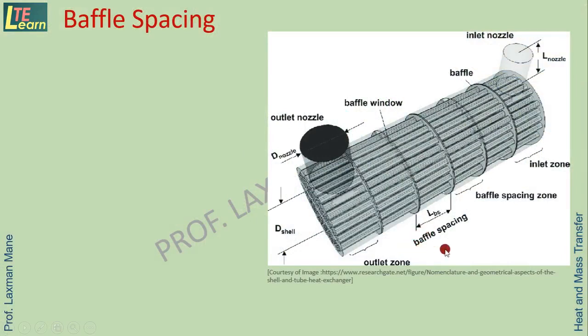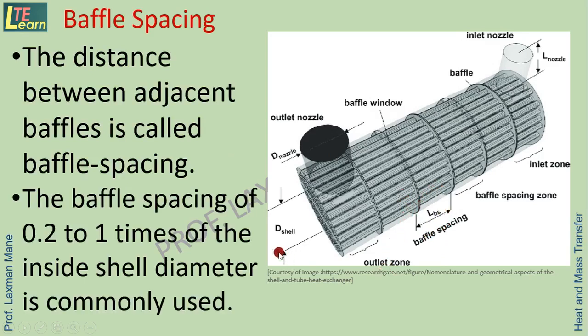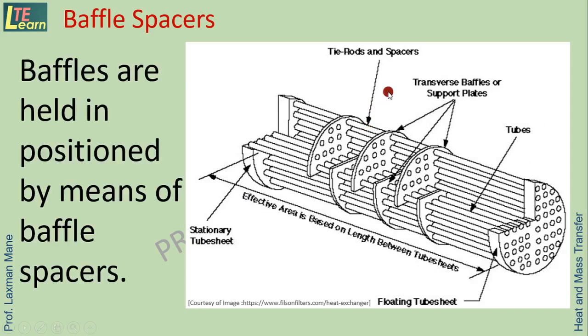In this image you can see this is the baffle spacing. It is the distance between adjacent baffles. A baffle spacing of 0.2 to 1 times the inside shell diameter is commonly used. This is an image in which baffle spacers are used, in order to hold the baffles in position.